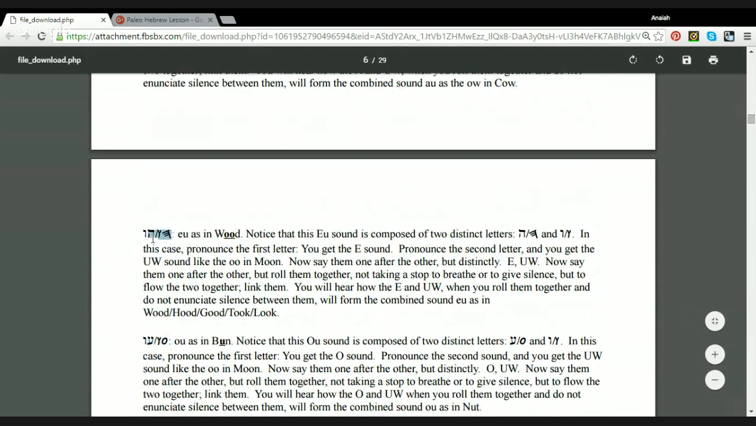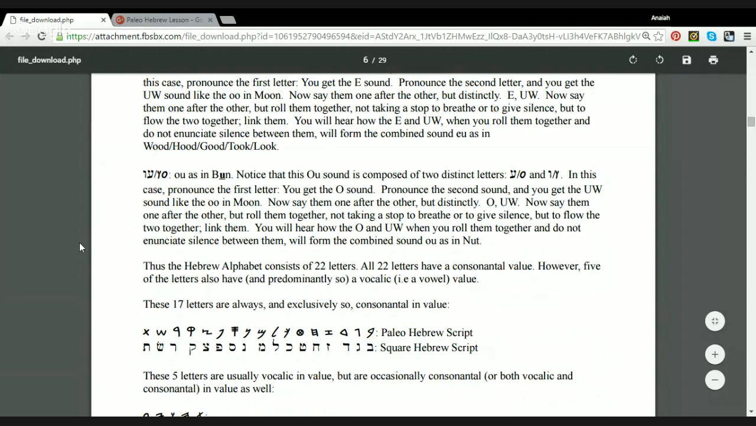So EU as in wood. I say it's like a U sound, like in wood, or hood, good, took, look. And then down here, the OU, I say as in bun, because it's like an O and a U. It's like a own. You hear that? So you roll them together, and it kind of sounds like the U in nut.